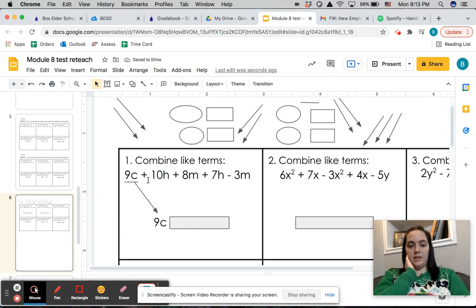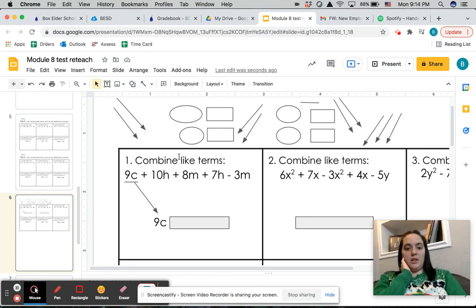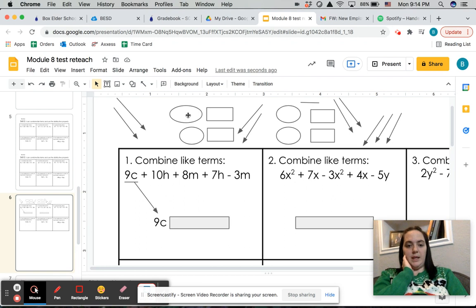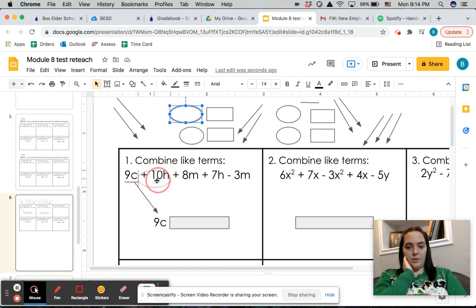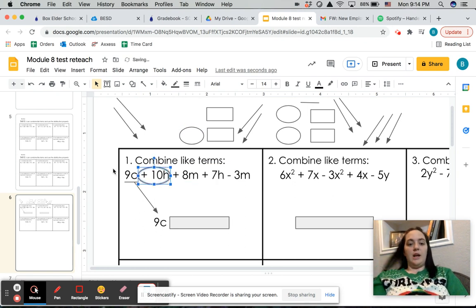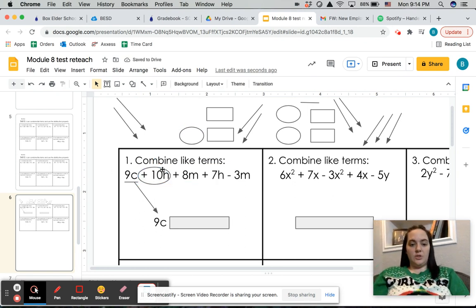We're going to move on to the next one, which is 10h. I'm going to use a circle for my h's. You can use whatever pattern you want as long as it's different from the line. Now we have 10h circled, and I'm circling the sign before it so that we know to add 10h. Now if we look here, we do have another h down the line.